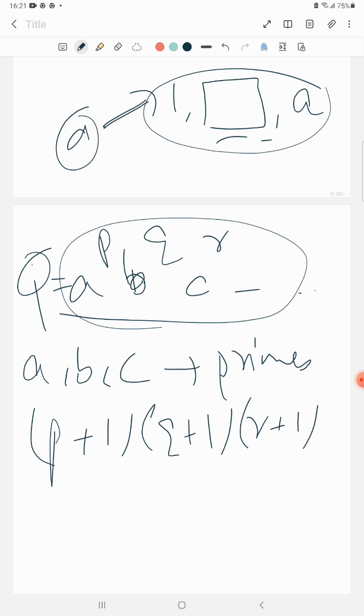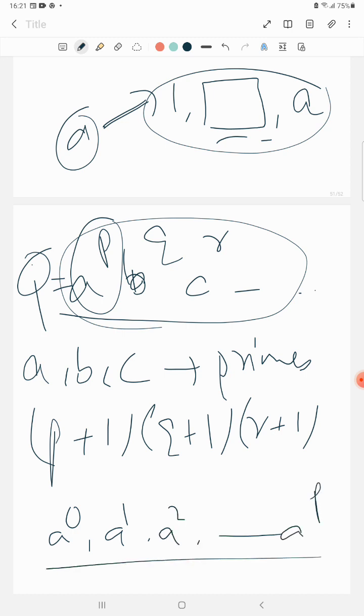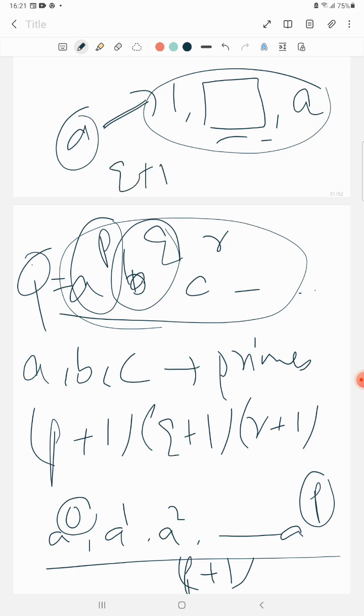How does this come? It's very simple. From this a to the power p, what are the different ways of choosing? You can choose a to the power 0, a to the power 1, a squared, and up to a to the power p. So from 0 to p, there are p plus 1 ways of choosing. For this also there are q plus 1 ways of choosing, and for this there are r plus 1 ways of choosing. So from the fundamental principle of multiplication, the total number of ways is (p plus 1)(q plus 1)(r plus 1), where all the choices need to be made at the same time. So this is the formula for the number of factors.